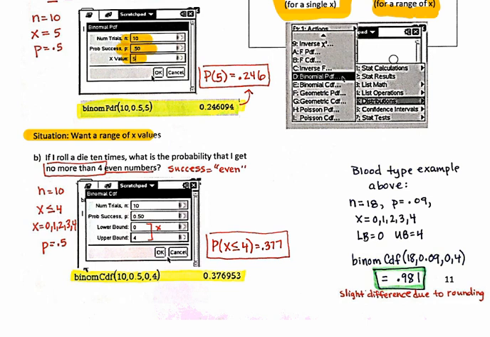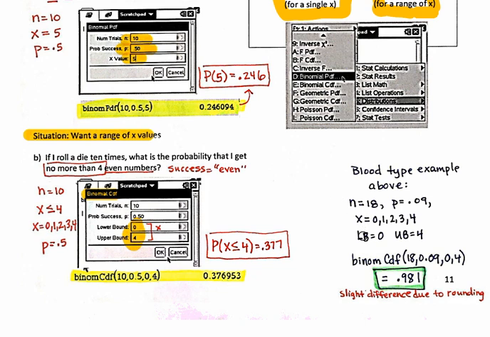The difference is you're going to use the cumulative density function this time, the CDF command, and it will give you the number of trials, the probability of success, etc. But it's also going to give you a lower bound and an upper bound. That's where you're going to put in your smallest X and your largest X. So the smallest that X can be is 0. That's our lower bound. And we don't want to be any bigger than 4, so 4 is my upper bound. That is the range of our X values. You punch that in, and it's going to give you out about 37% here.